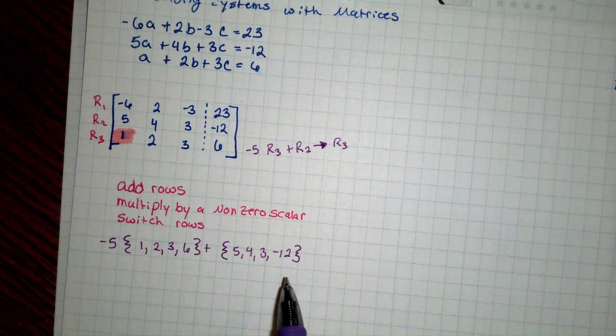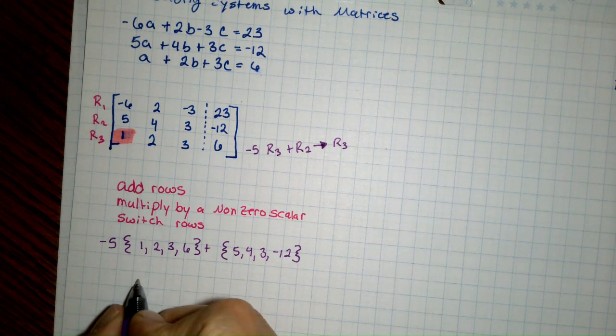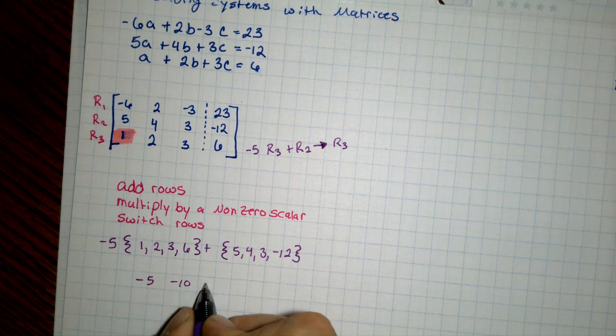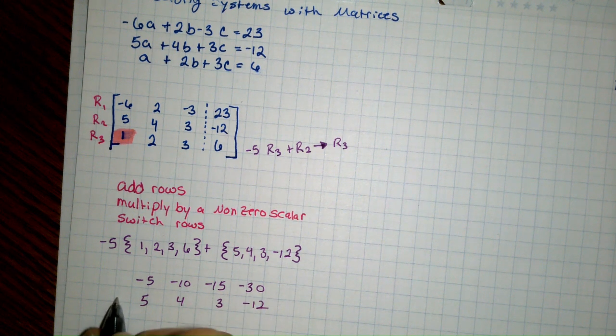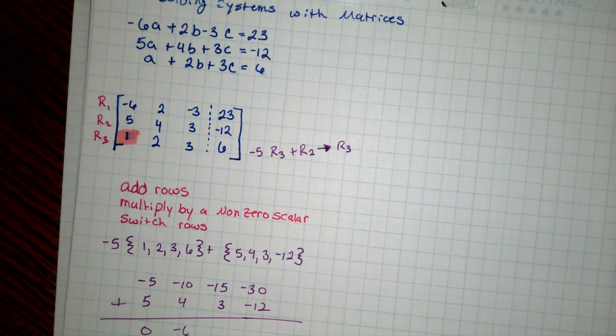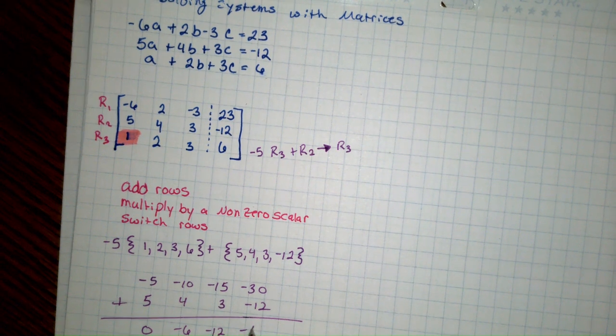You can type it into a graphing calculator just like this. We're just going to do the math here. We'd have -5, -10, -15, -30, and 5, 4, 3, -12. When I add those, I get 0, -6, -12, -42.